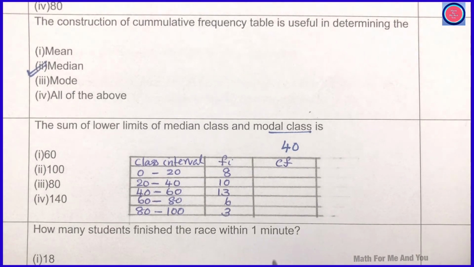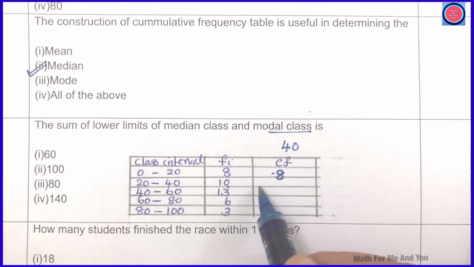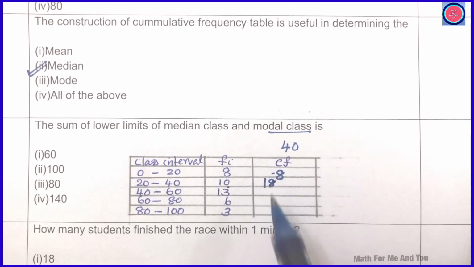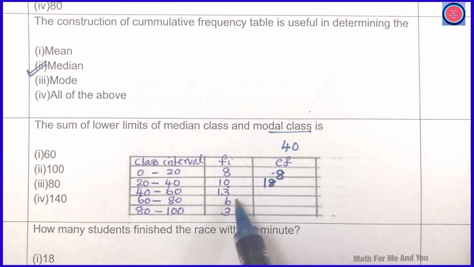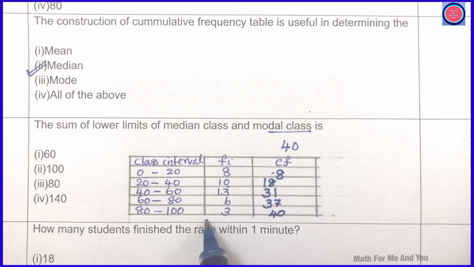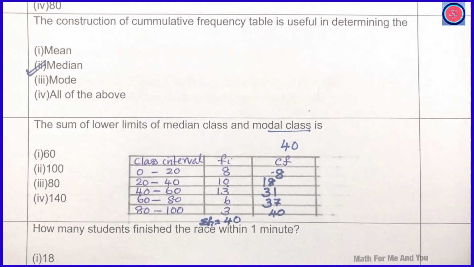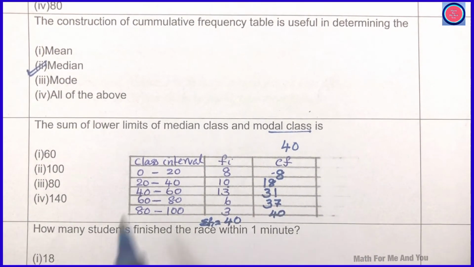In the first row, we write the same frequency. Same frequency means we will start with 8. Second, 8 plus next frequency: 8 plus 10, 18. Third, 18 plus the next frequency, 13: 18 plus 13 is 31. Next frequency, 31 plus 6, 37. And the last cumulative frequency is 37 plus 3, 40. Look at the total of all frequencies, sigma fi. What number? We get 40. And see, the last cumulative frequency is also 40. Hope you understand how to write.